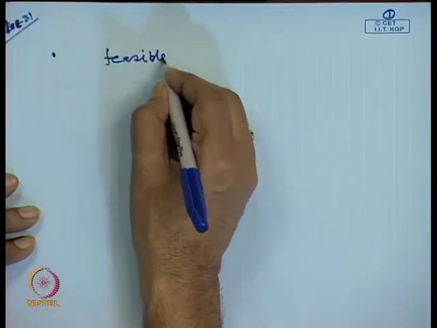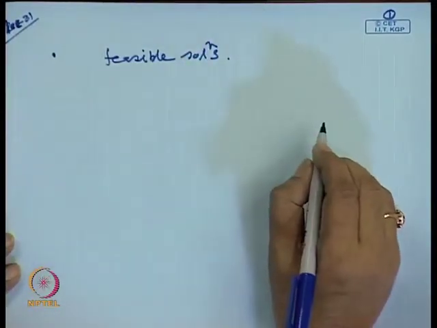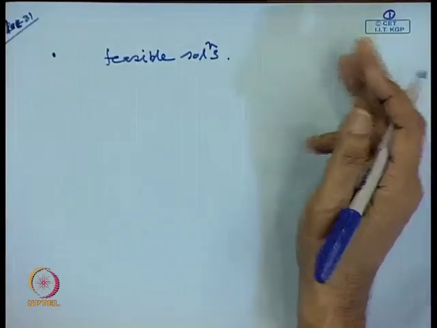So, the first relationship: if one problem has a feasible solution and a bounded objective function value, then the other problem should also have a feasible solution. This is one thing. Next, if one problem has feasible solutions but an unbounded objective function value, then the other problem does not have any feasible solution, that is, it is infeasible. That means, if one problem has a feasible solution but an unbounded objective function, then the other problem has an infeasible solution. This is the second observation.